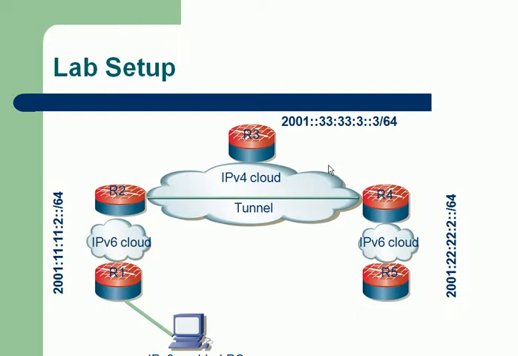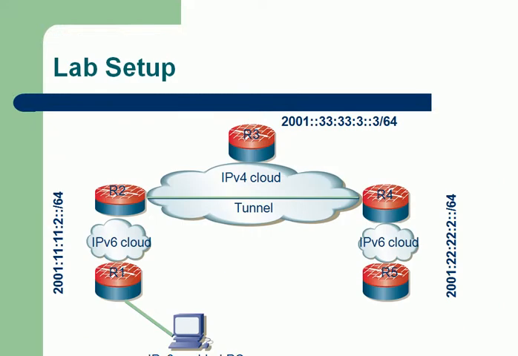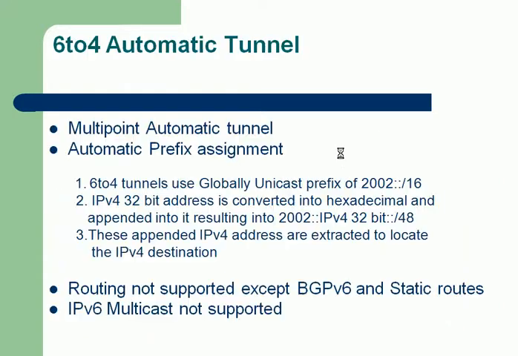So let's say your loopback over here is all 2. That's the 32-bit tunnel source which you have. Now you convert all 2 into hexadecimal. It's going to be 0202 0202. So you would be appending 0202 0202 after 2002.